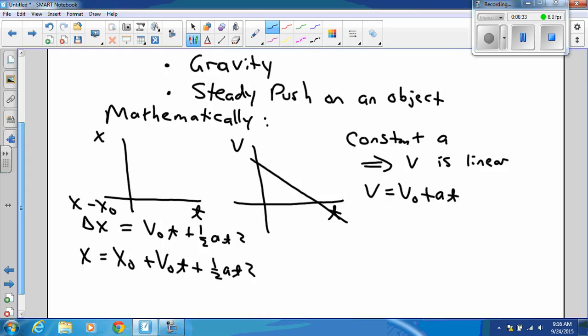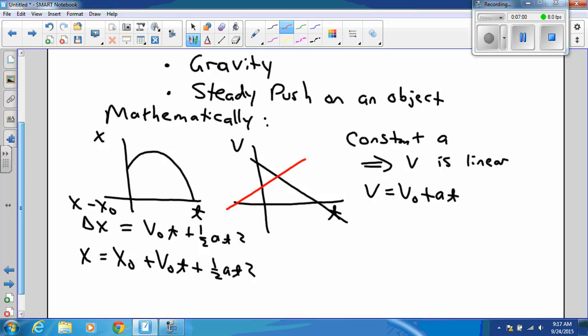Now don't worry about the parameters x0 and v0 and 1/2 a. Look at the variable t. What type of formula, what type of equation do we have? It's quadratic, that's right. And therefore, my shape for x versus t is always going to be a parabolic shape. Mathematically, constant acceleration looks like this every time.